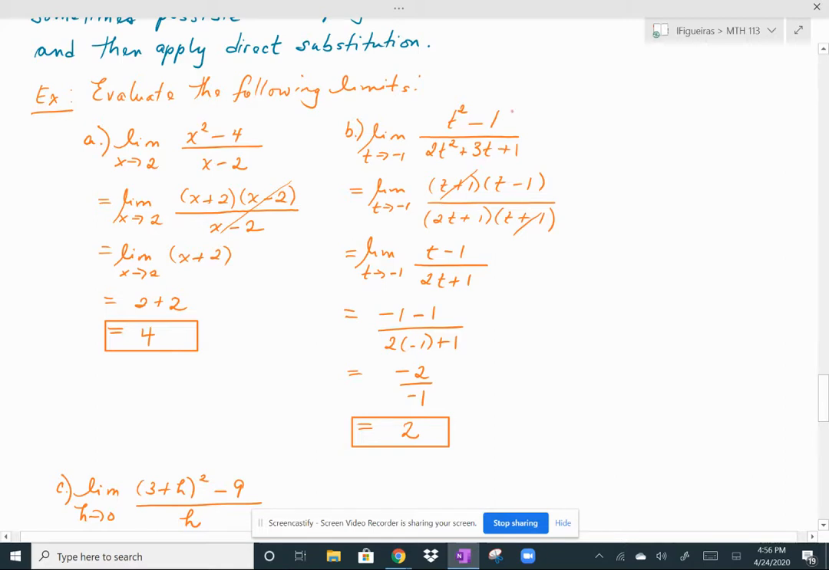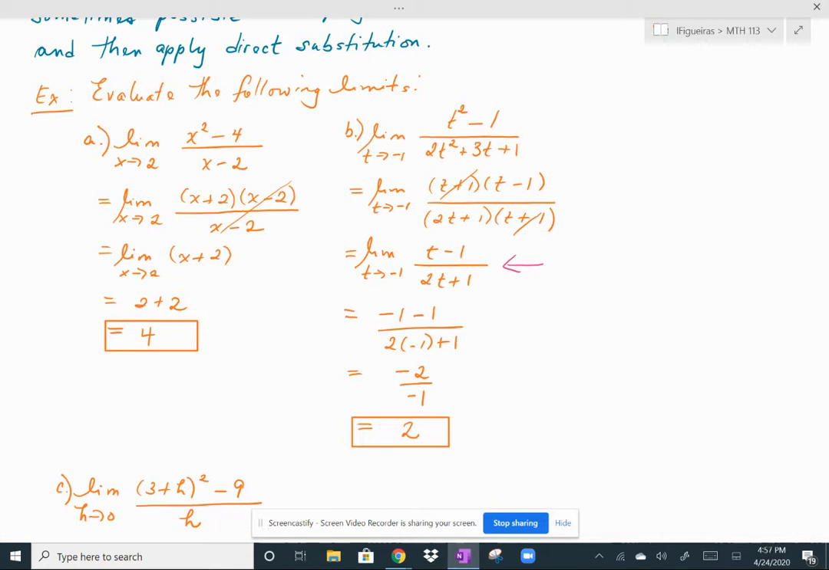So in the numerator, I have the difference of perfect squares, and in the denominator, I factored that trinomial into 2t plus 1 and t plus 1. That will give me the combination that I need above. Now the t plus 1's will cancel, leaving me with this result. The limit as t approaches -1 of t minus 1 over 2t plus 1.